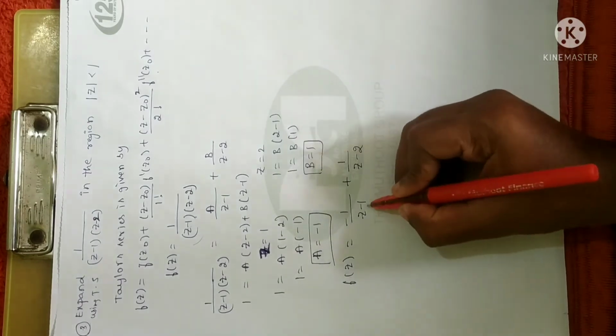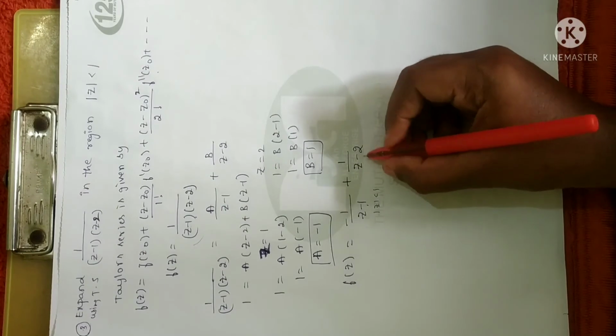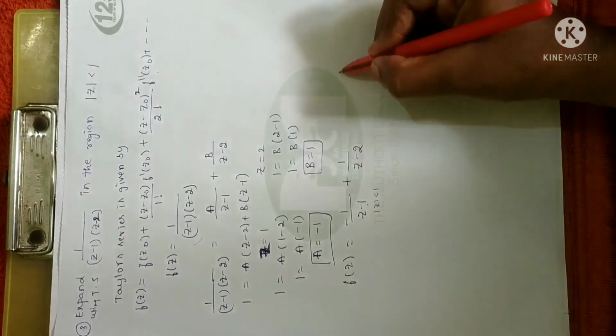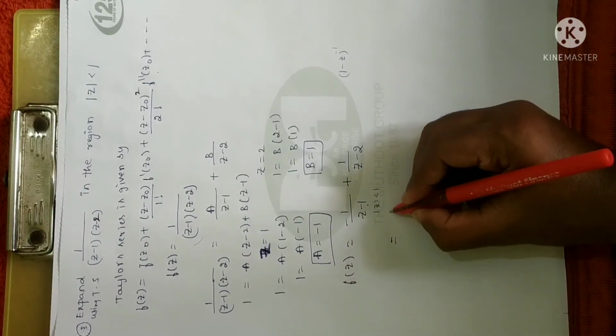Before that, remember, for this term mod z should be less than 1. For this term, mod z minus, anyhow it is not given, so we can express it in the form of 1 minus z power of minus 1. So let me expand this. Before that, let me rewrite this.